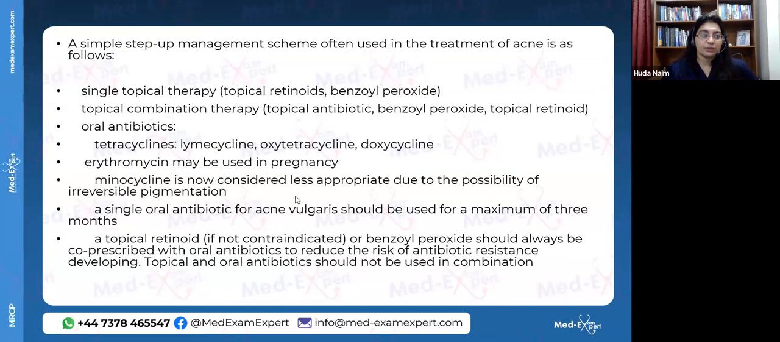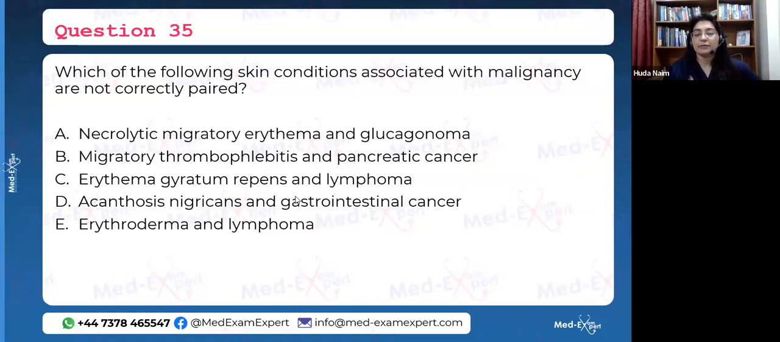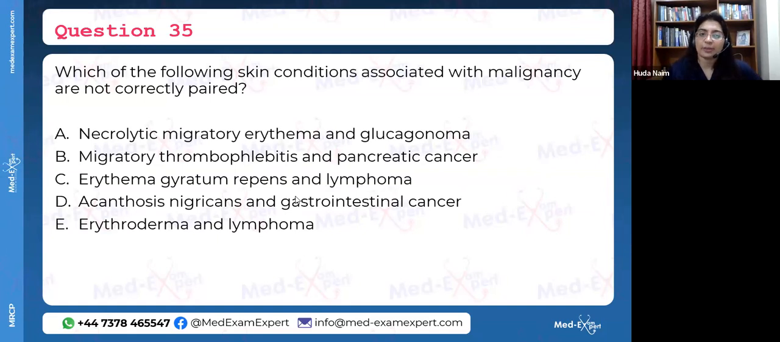Okay. So the treatment options are very important. You need to know what the different topical therapies are that we can offer. You can offer them topical retinoids, benzoyl peroxide, and then in the oral ones, you can offer them oral antibiotics. So erythromycin is usually used in pregnancy. Minocycline is now not used because of the possibility of irreversible skin pigmentation that we just discussed. Okay. And retinoids are obviously contraindicated in pregnancy and in women who are planning to get pregnant, so we do not offer them retinoids. Okay, next question.